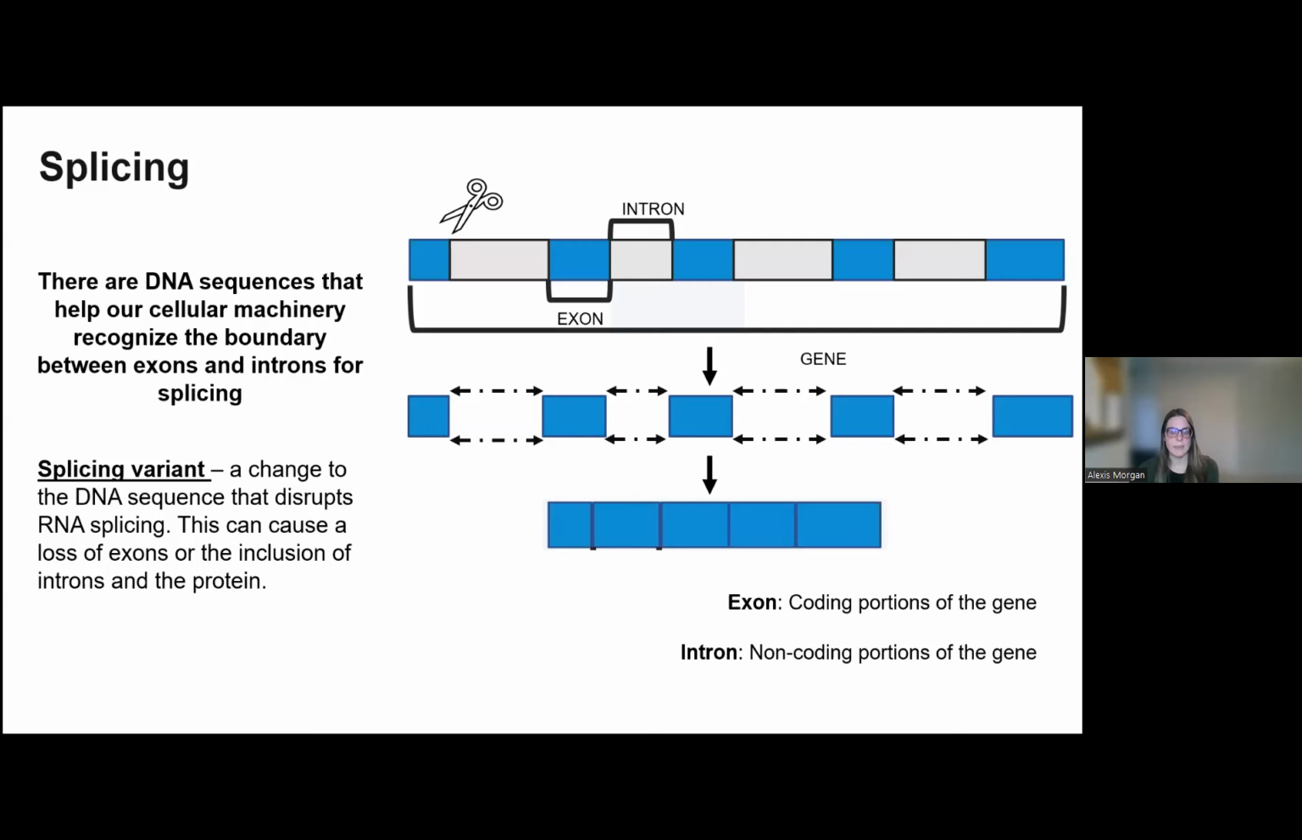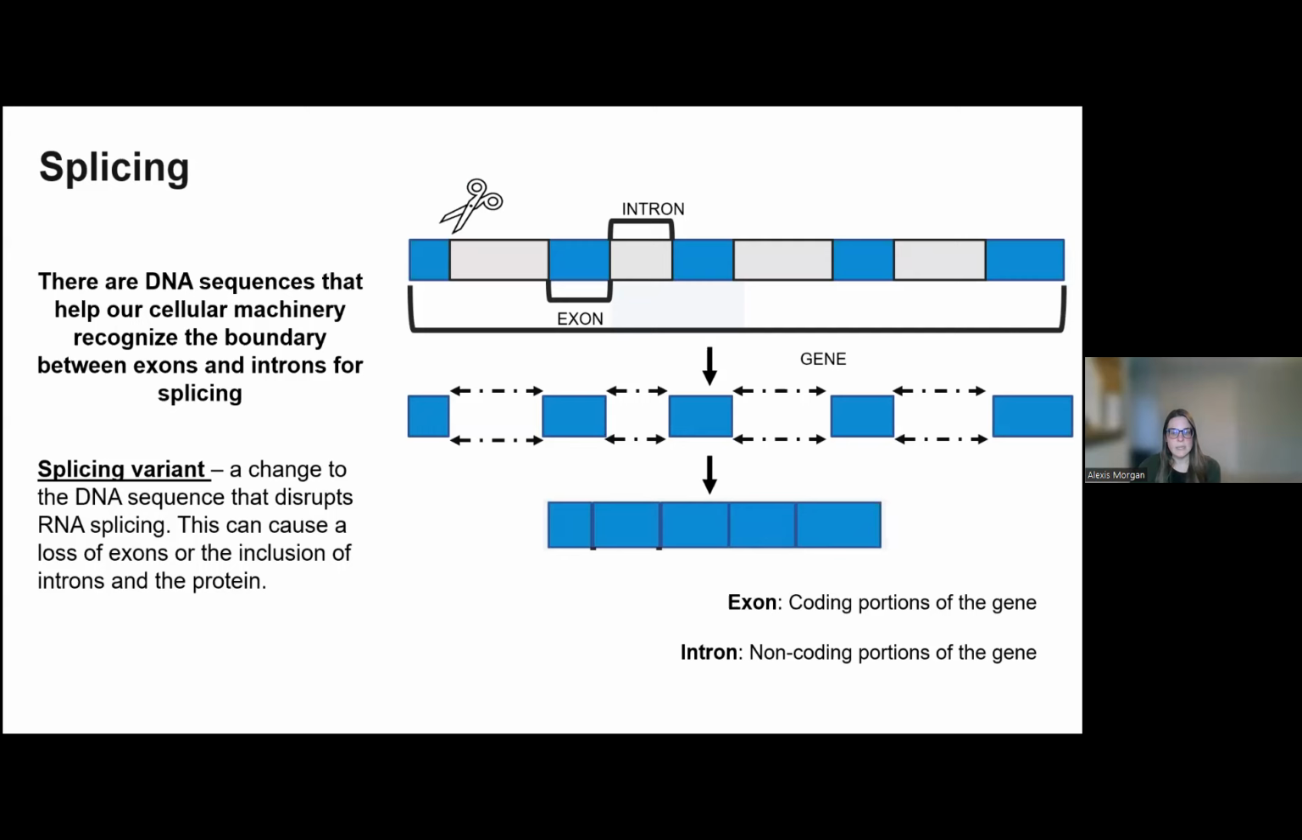Our DNA has both exons and introns. Exons are the coding portions of the gene, and introns are the non-coding portions of the gene. The introns get cut out of the gene in order for the gene to produce the protein. Splicing is how the introns are cut out from the exons.